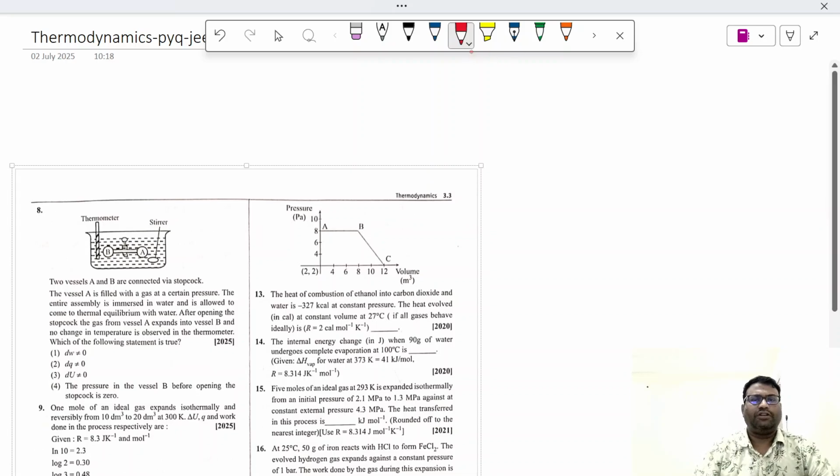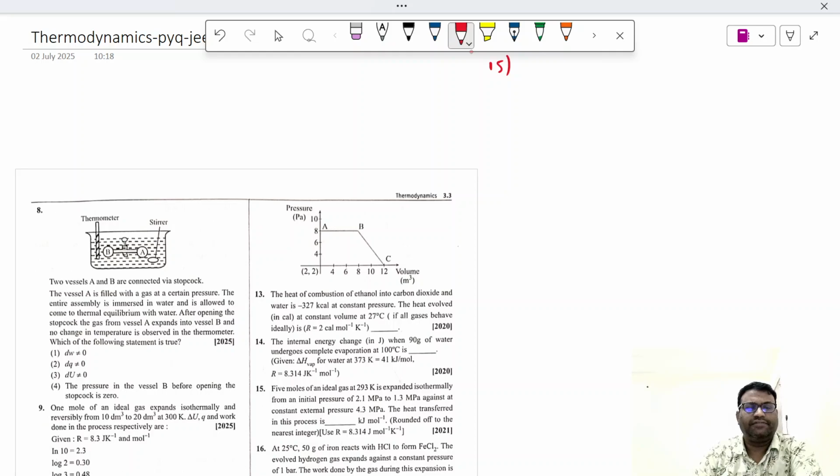See question number 15. Speaking about question number 15. 5 moles of an ideal gas, number of moles is equal to 5, isothermal expansion. What is this? This is isothermal expansion, right?